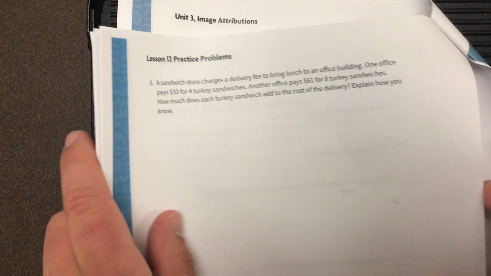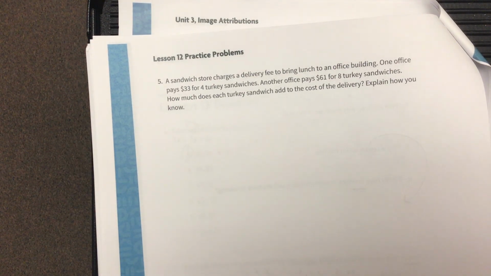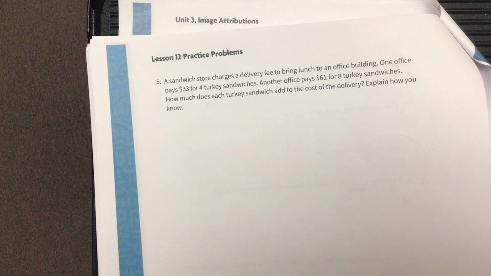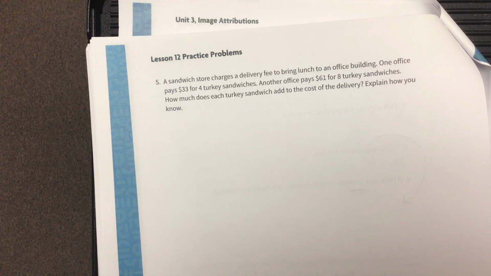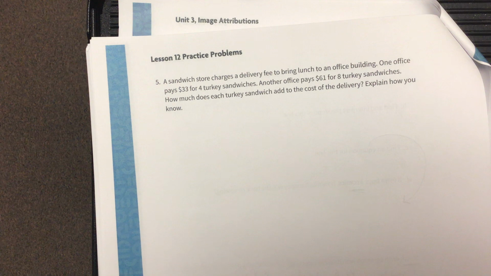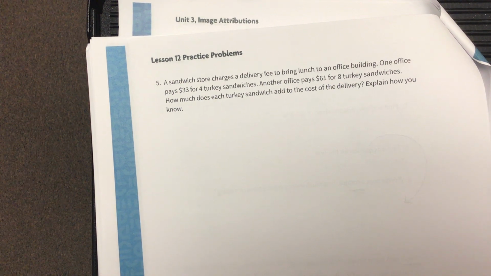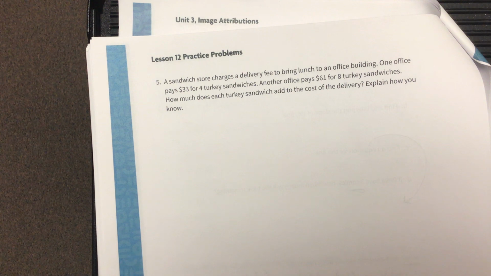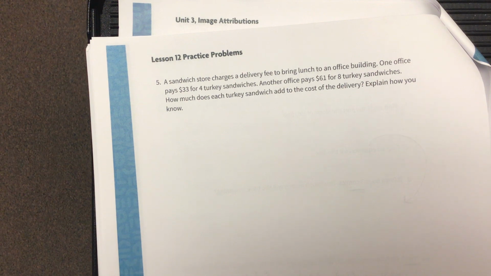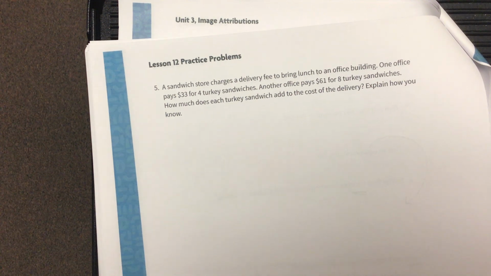And the actual last one is 5, and it says a sandwich store charges a delivery fee to bring lunch to an office building. One office pays $33 for 4 turkey sandwiches, and another pays $61 for 8 turkey sandwiches. How much does each turkey sandwich add to the cost of the price of the delivery? So for every extra sub you get, how much does the price go up is what that's asking. So it's like how much for each one? Basically. So how much does each sandwich change the price?